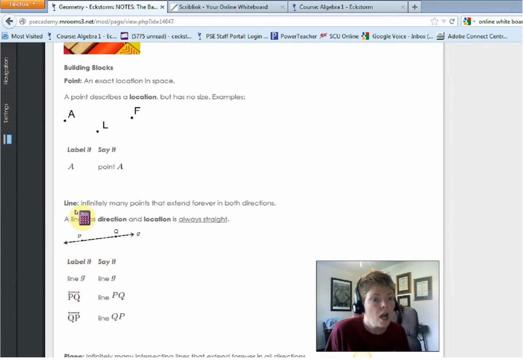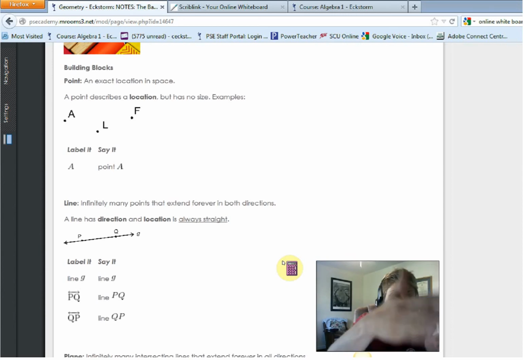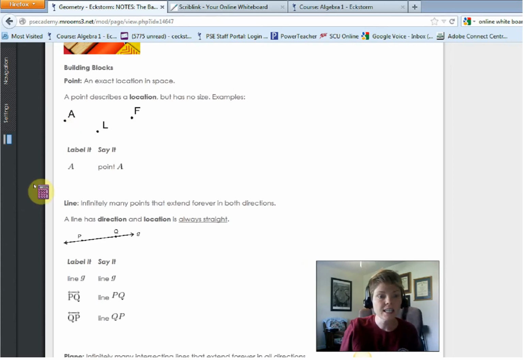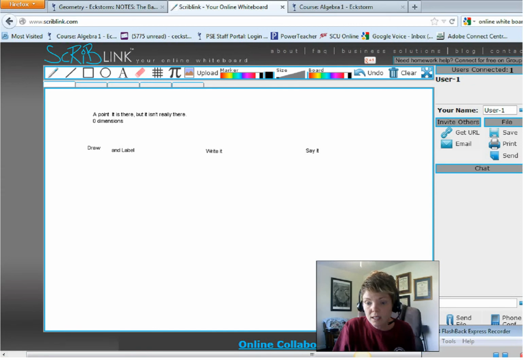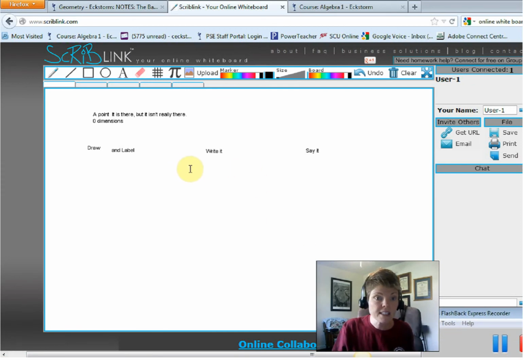All right, a line. It has infinitely many points that extend forever in both directions. Remember, the point of this lesson is to learn it, but also how do you determine what's important to write down? The definition is important. It has infinitely many points that extend forever in both directions. We just talked about how you have 2 points, and in between those 2 points there's always another point. Okay, so that's important.